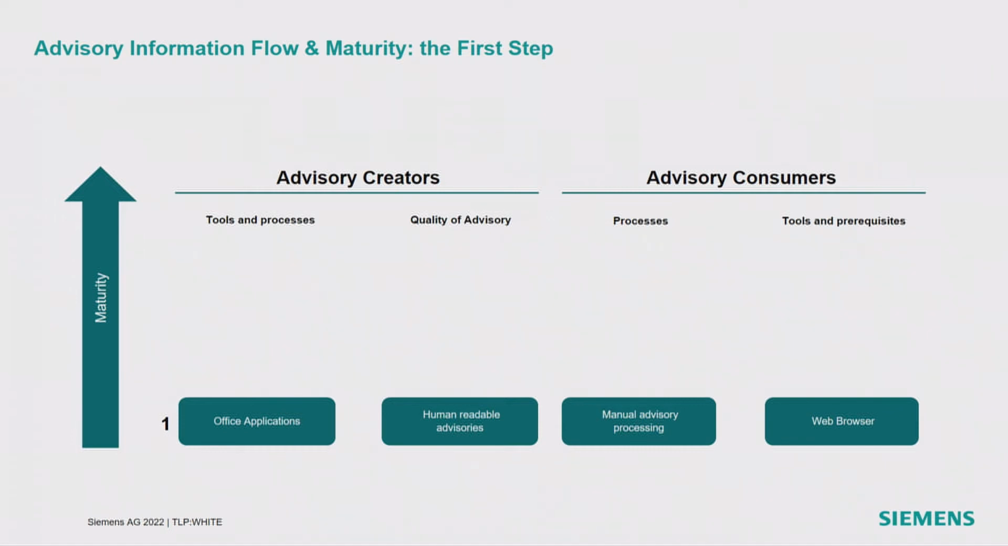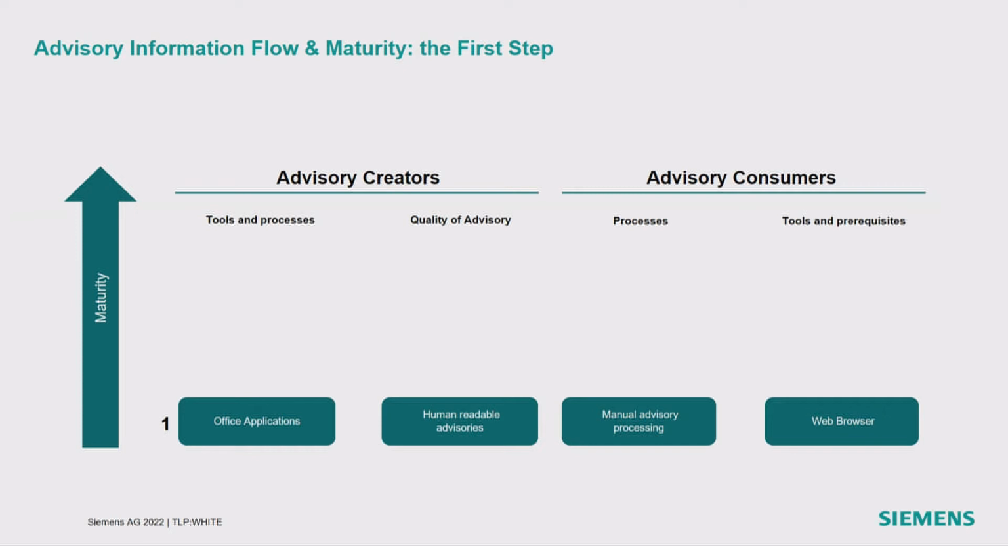This is an important slide. You will see this slide growing over our presentation, and this is why I take some time to explain it. What you see here on the left side are the advisory creators. That could be Siemens, that could be any other vendor who writes security advisories. And they have some tools, and there's a certain outcome in the quality of the advisories. And on the right side of the screen, you see the advisory consumers. They also have to do something with the advisories that are created.